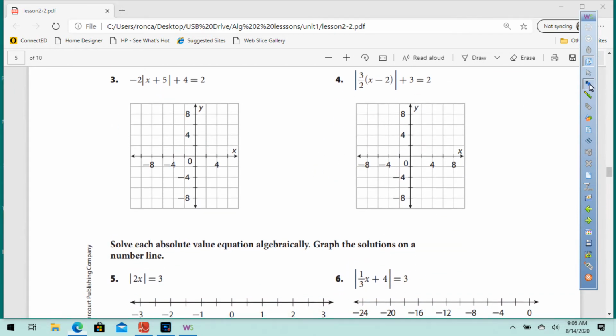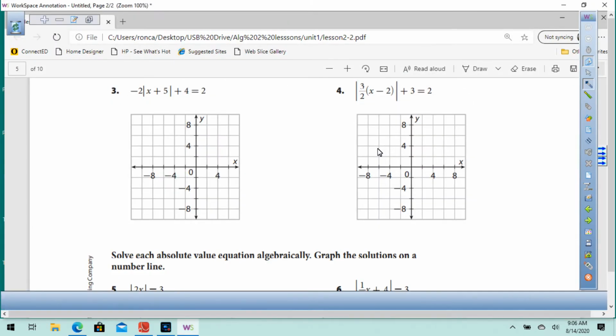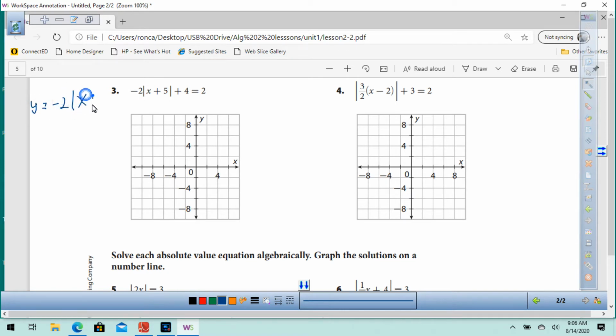Number 3. Remember, first we want to rewrite it as y equals -2 times the absolute value of x plus 5 plus 4. That's one equation. Our second equation is going to be y equals 2. I'll go ahead and draw the y equals 2 because it's the easiest to draw. And that's going to be right there.